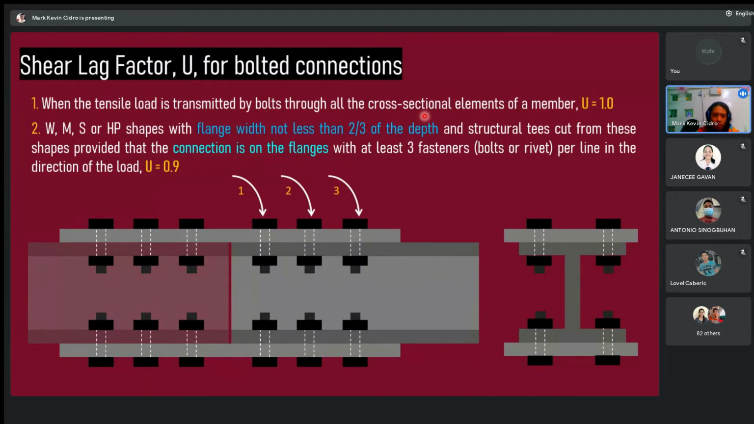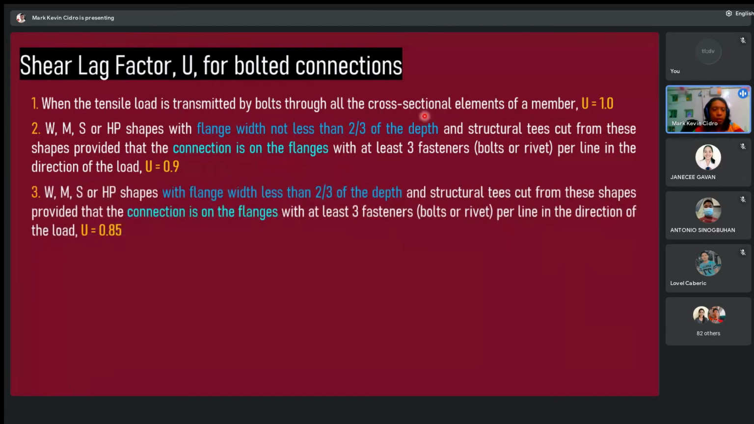There are 3 fasteners. Okay, number 3. We have here something almost the same, but read the difference. W, M, S or HP shapes with flange width less than 2/3 of the depth. Here it is not less than, now it is less than. And structural T's cut from this shape, provided that the connection is on the flanges, with at least 3 fasteners per line in the direction of the load. U is 0.85, the shear lag factor.